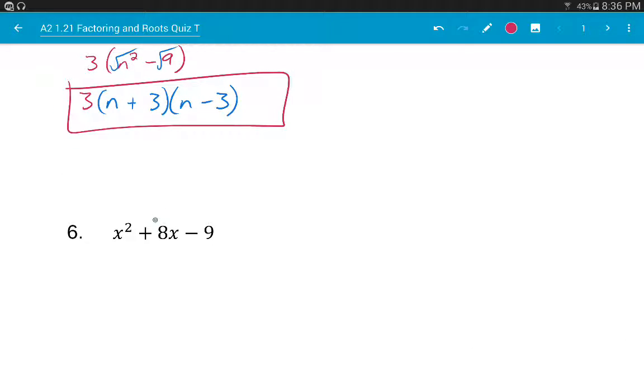This one looks to me like probably A&M factoring. Add to 8, multiply to negative 9. So let's see, negative 9 could be 9 times 1. If I made this positive, this negative, yes, those would multiply to negative 9, and they would add to 8. So this is going to become x plus 9, x minus 1.